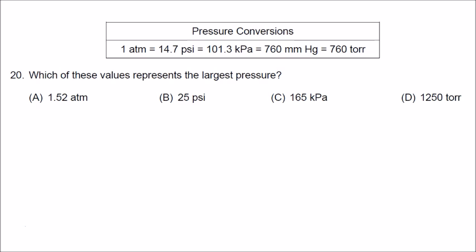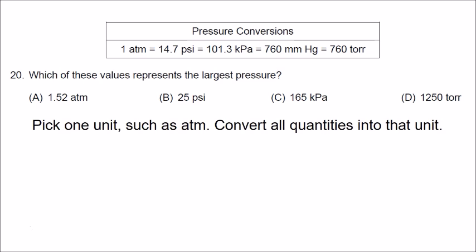Number 20 requires us to do some unit conversions. So we know that 1 atmosphere is equal to 14.7 pounds per square inch, or psi. It's also equal to 101.3 kilopascals. It's equal to 760 millimeters of mercury, or 760 torr.